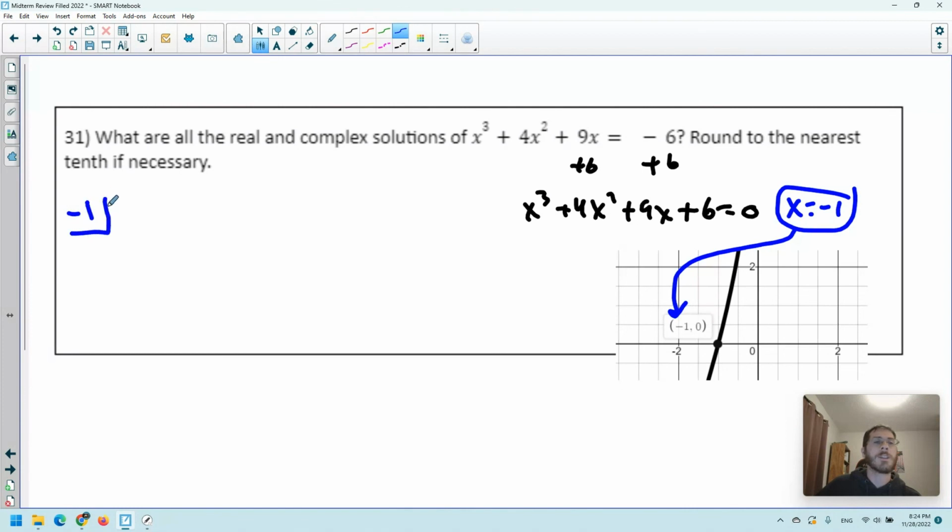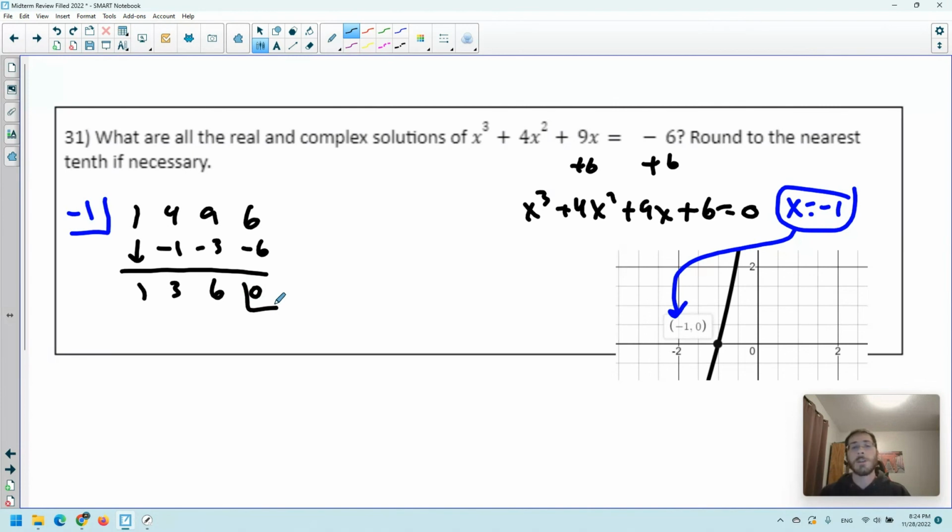Now that I know -1 is a solution, I've got 1x to the third, I've got 4x squared, I've got 9x, and I've got regular 6 as my number. So again, I'm not using this -6 up here. I'm using the regular 6 because that's in my equation. As long as the graph didn't lie to me, I should get 0 when I do this. -1 times 1 is -1. Add them up, we get 3. -1 times 3 is -3. Add them up, we get 6. -1 times 6 is -6. Add them up, we get 0. So that did work out, so that's good.